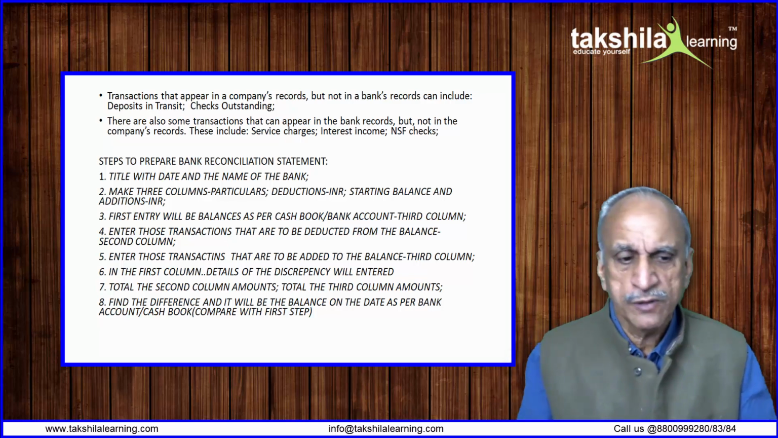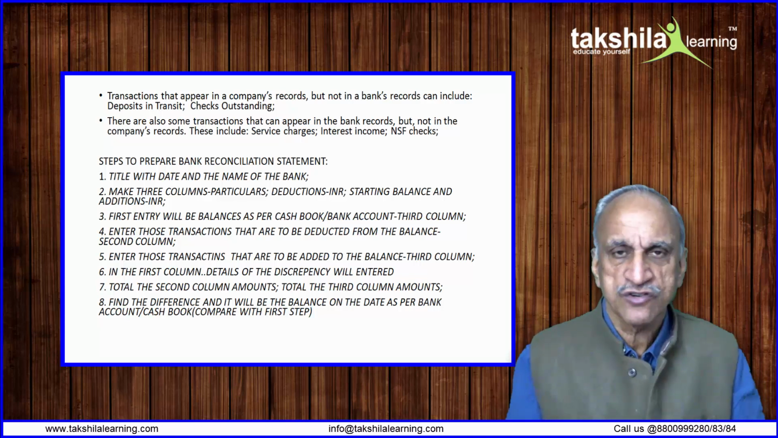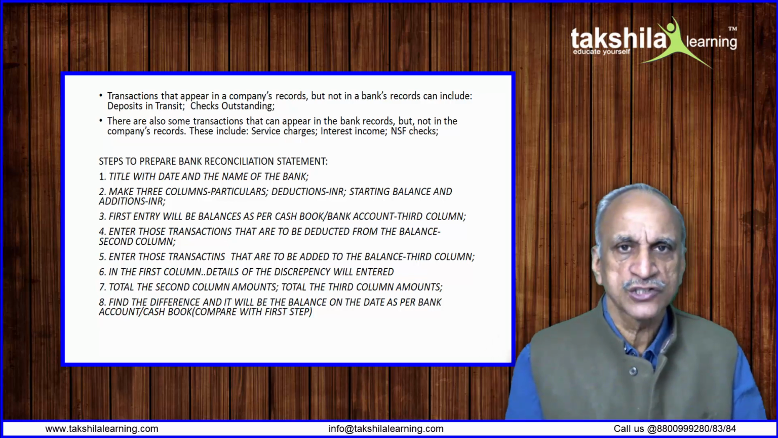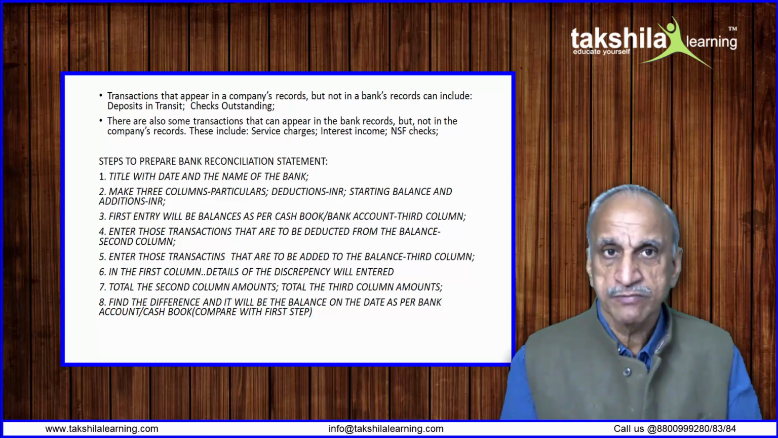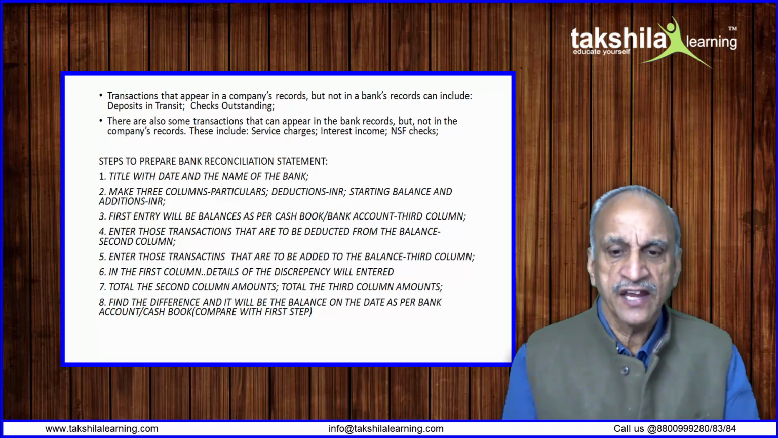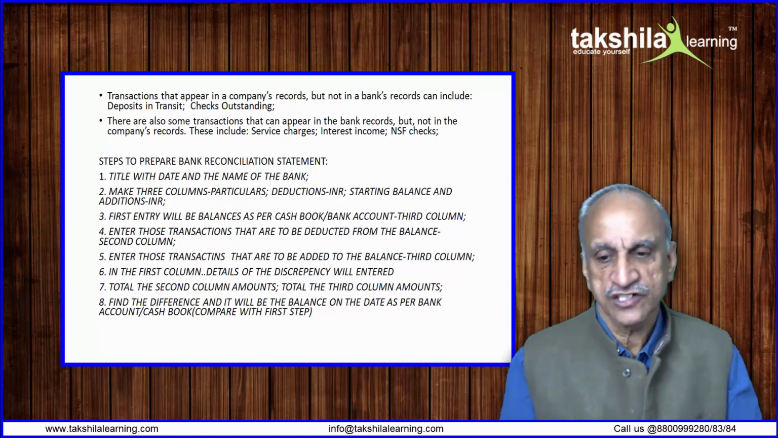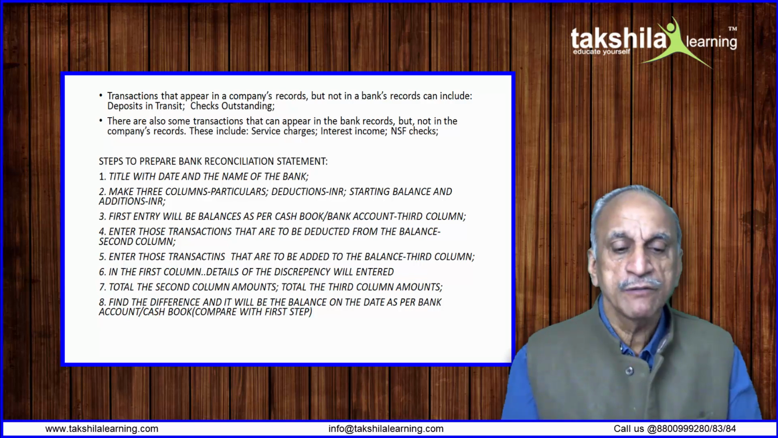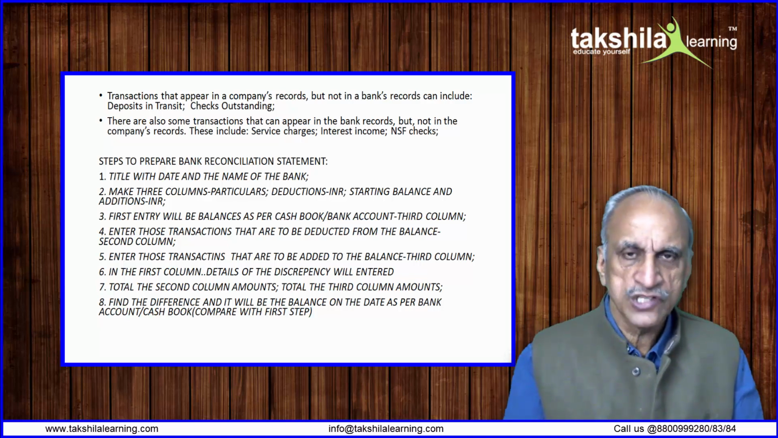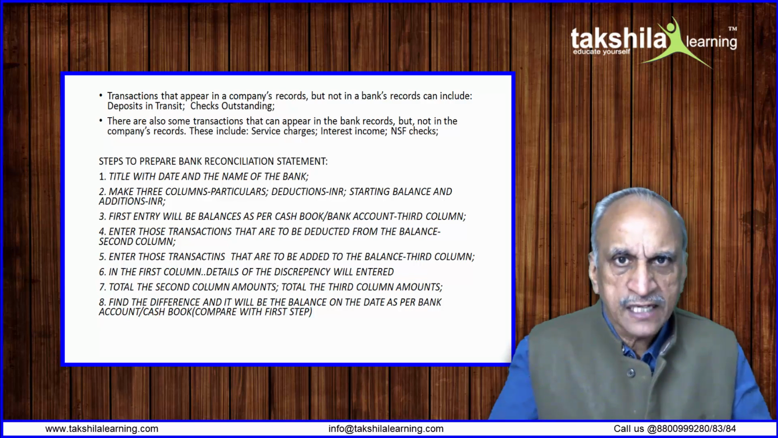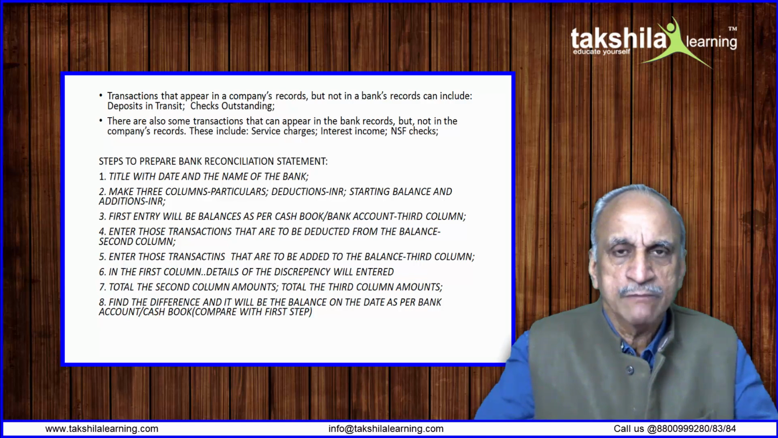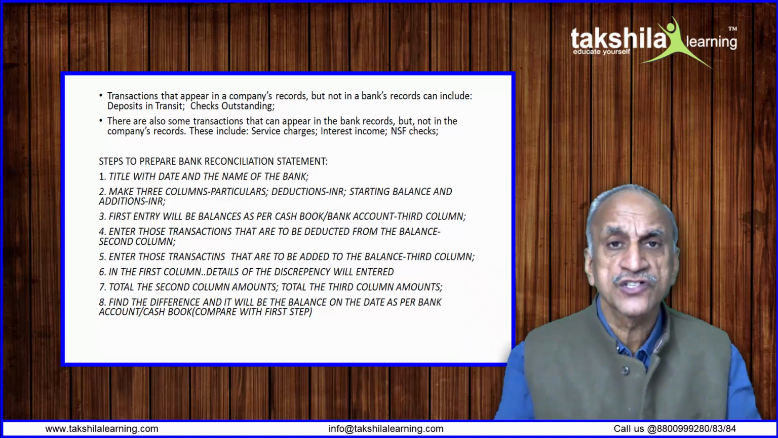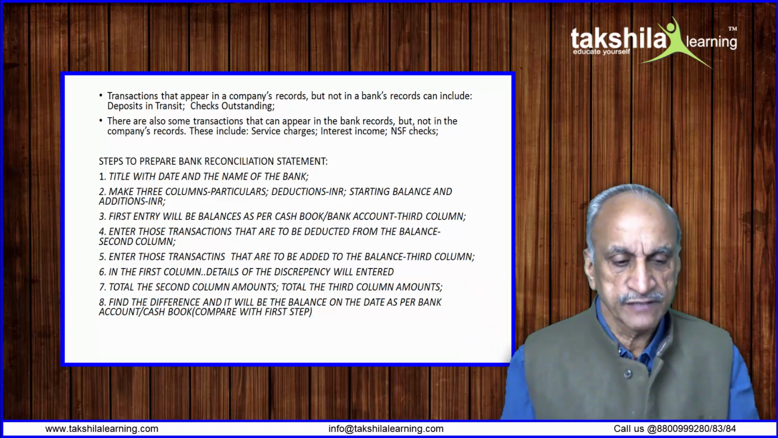So what are the steps, briefly? Write the title with the date and name of the bank. So you must write bank reconciliation statement with Punjab National Bank as on 30th March 2020, etc. Make three columns: particulars, deductions in INR, and starting balance and additions. Starting balance and additions will be the same. Deductions will be separate. The first entry will be the balance as per the cash book or the bank account. You can start the bank reconciliation statement from the bank account balance of 77,500 in our example and reach 80,000, or start from 80,000 and find the deductions to the extent of 2,500 to get 77,500.